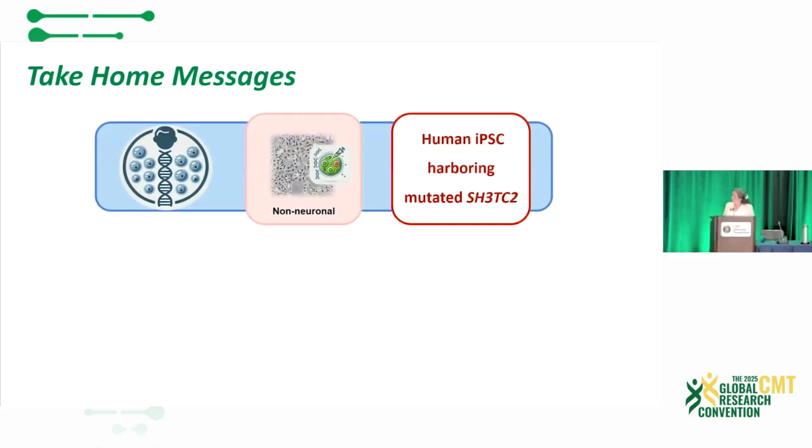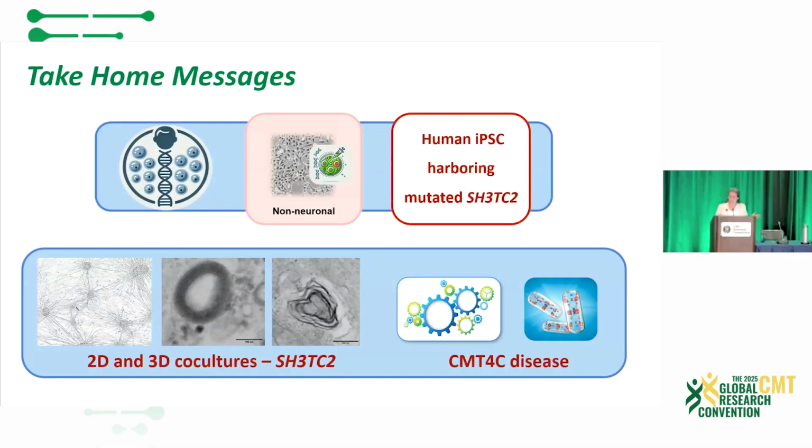My take-home messages are these. There were no models, and now we have human iPS cells harboring mutated SH3TC2 that we can use and share. We will be more than happy to collaborate. As you saw, we are able to do 2D and 3D co-culture with these SH3TC2 models. So we will be able to better understand the pathophysiology, but also to test drugs, which we have already started to do and would like to continue.